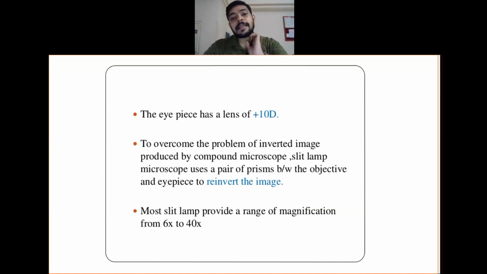The eyepiece has a lens of plus 10 diopter. To overcome the problem of inverted image produced by compound microscope, slit lamp microscope uses a pair of prisms between the objective and the eyepiece to reinvert the image, and those prisms are known as Porro prisms. The slit lamp provides a range of magnification from 6x to 40x.